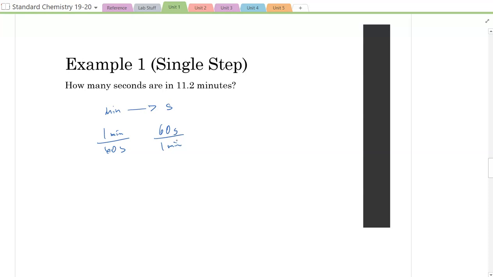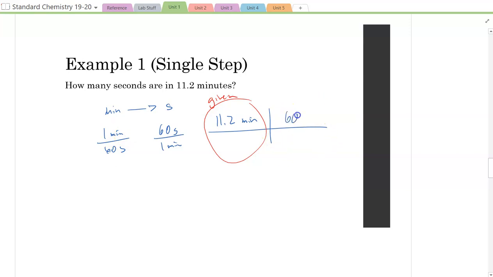So we basically set this up so that I can use my conversion bridge to make this conversion happen. I'm given 11.2 minutes. As a reminder, this position is always going to be your given quantity. Now I'm going to convert this into seconds, and to do so, I'm going to take a look at my conversion factors. I have two of them available to me. My goal here is to switch out of minutes and into seconds. And the best way to do that is to pick one of these two conversion factors exactly as they're written, and put it into this spot here.